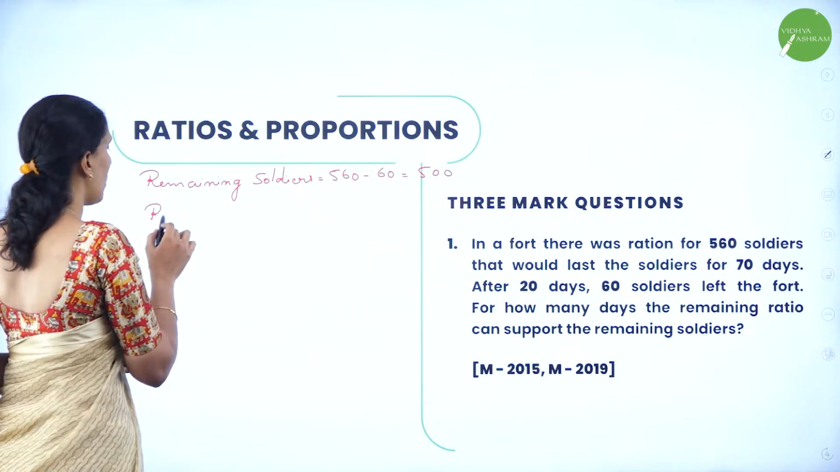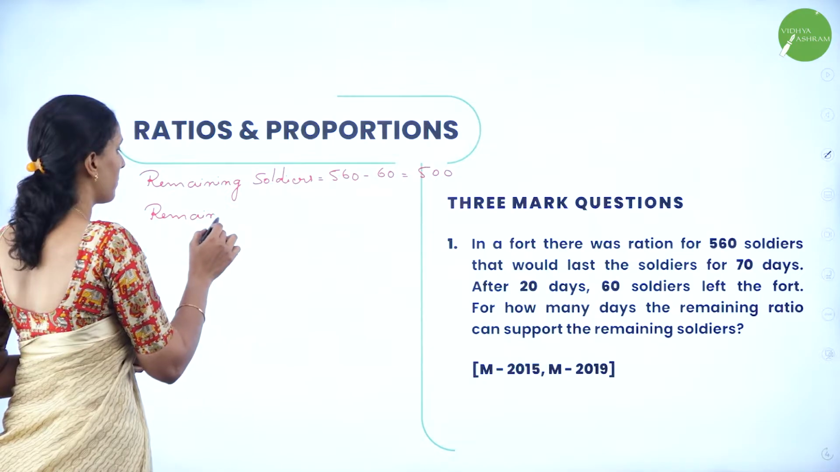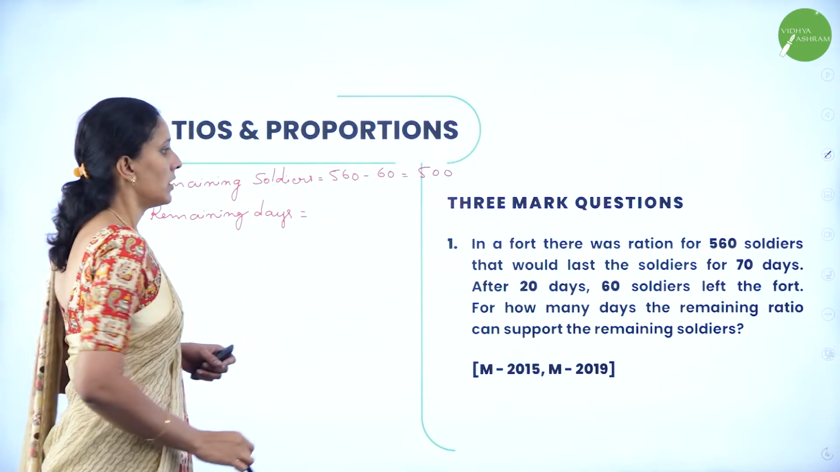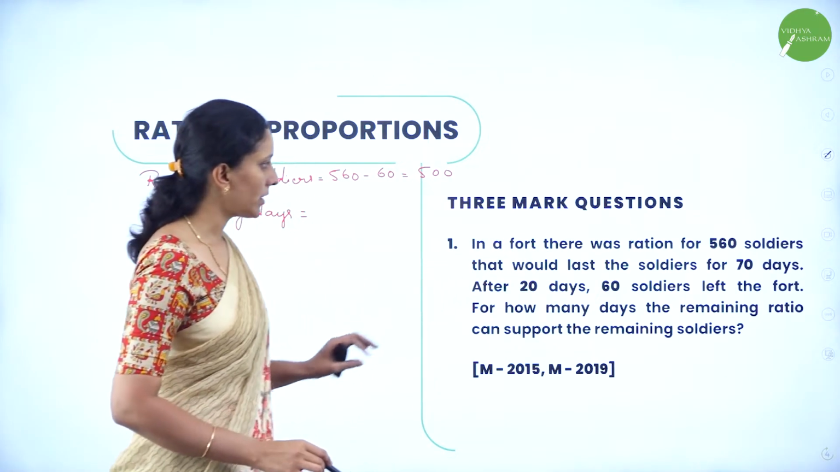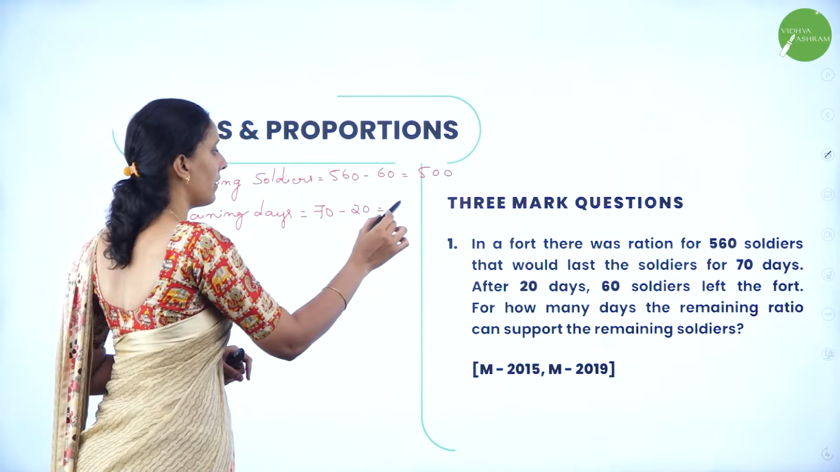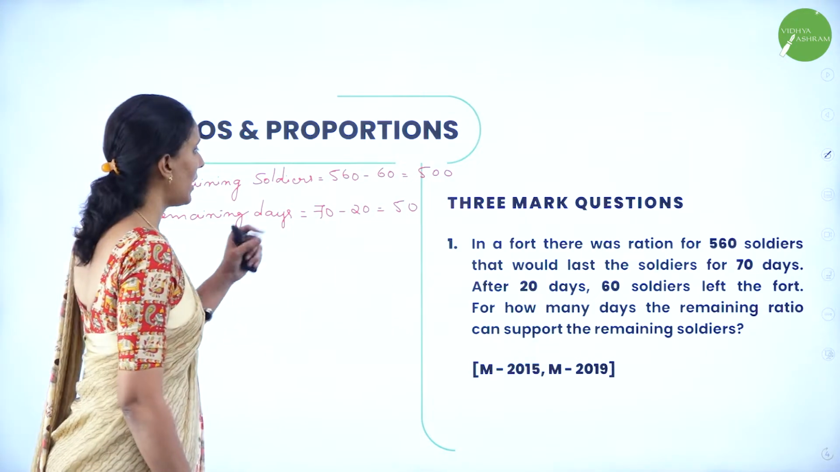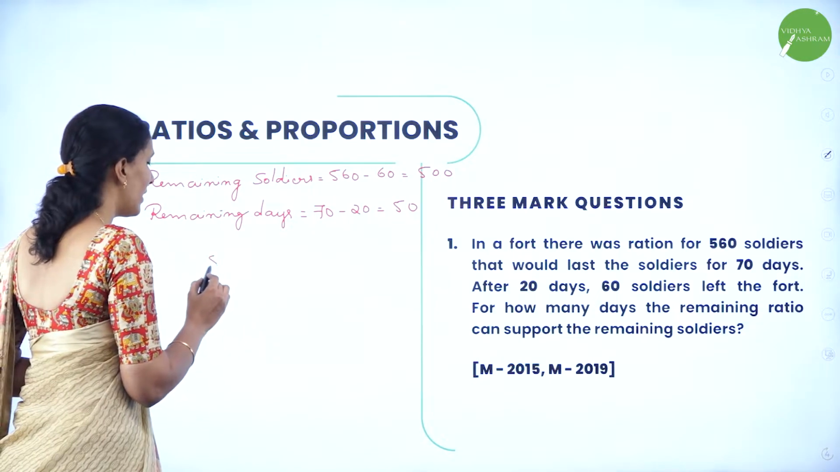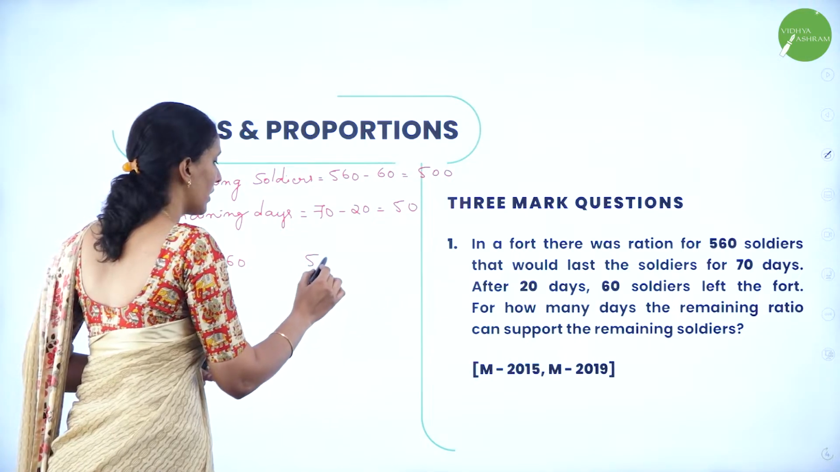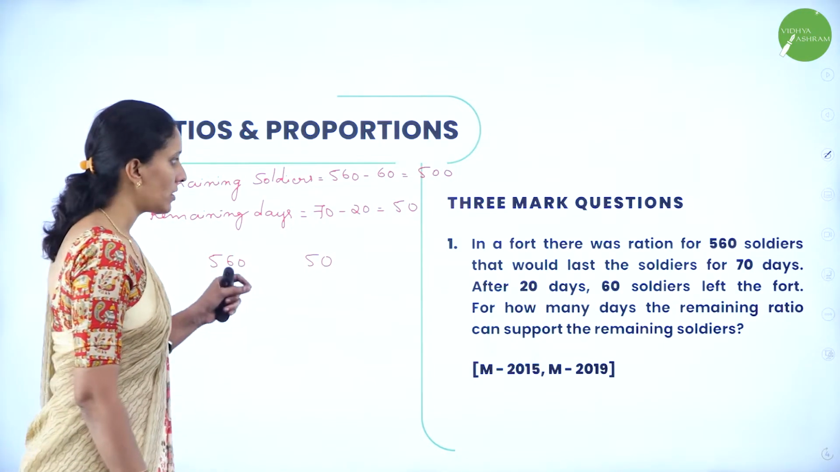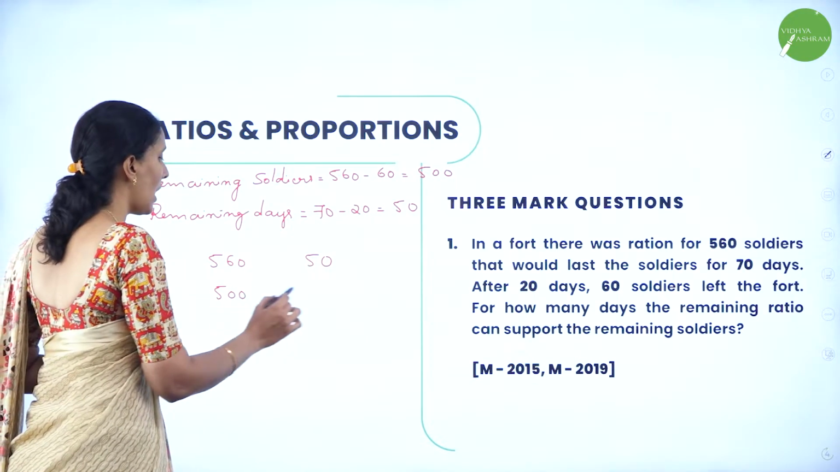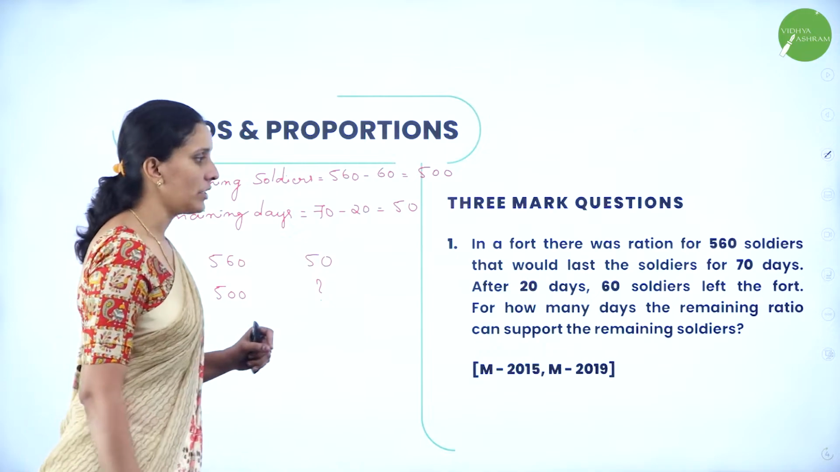Now, how many days are remaining? Initially the ration was set up for 70 days. Now after 20 days we are left with only 50 days. So that means for 560 soldiers before leaving, the days remaining are only 50. Now since 60 of them have left, we have only 500 soldiers, then for how many days can the ration extend?